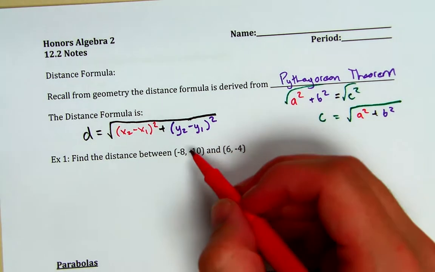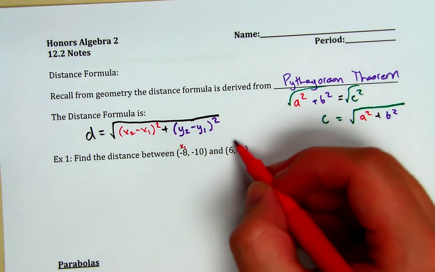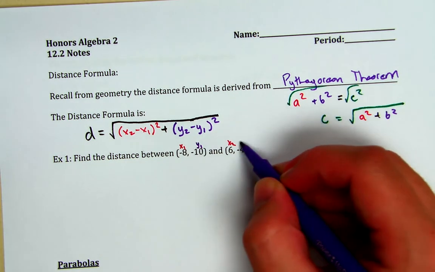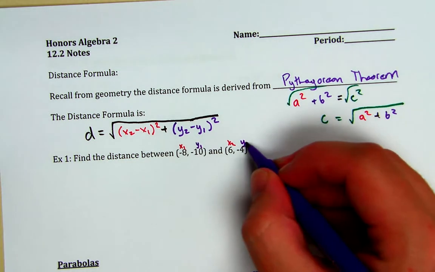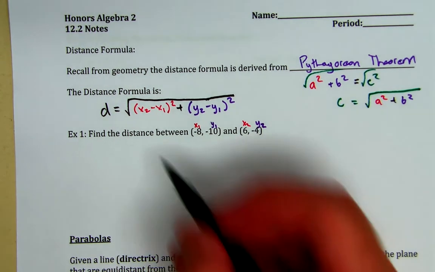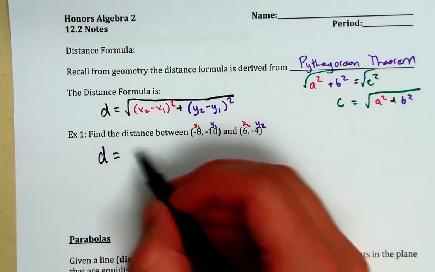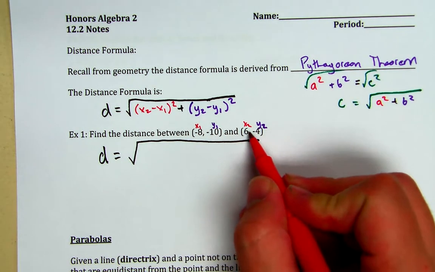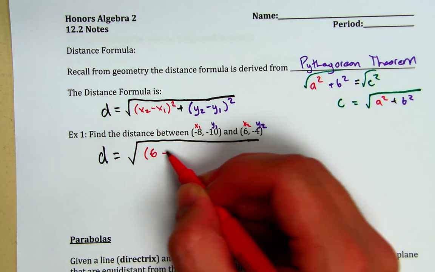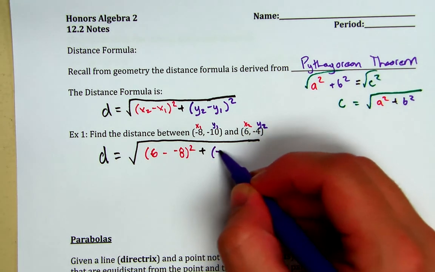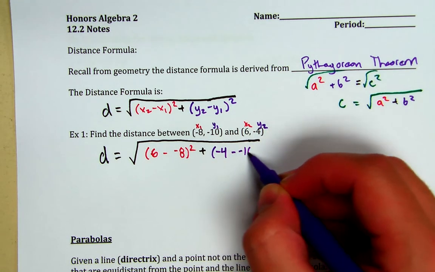So let's go ahead. We've got 2 points. We call this x1, I'm going to call this x2, and we're going to call this y1, and I'm going to call -4 y2. All you have to do here is literally put it in the formula. So d equals the square root of x minus x, so 6 minus -8 squared, plus -4 minus -10 squared.